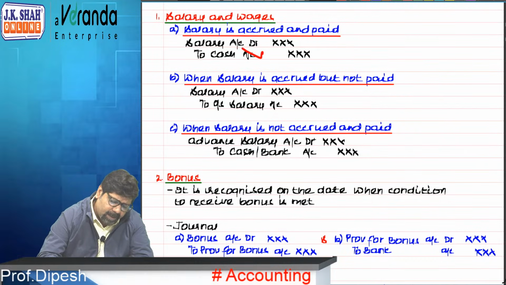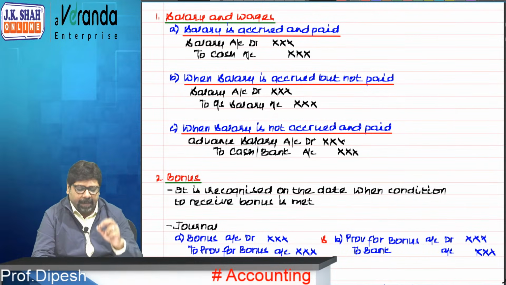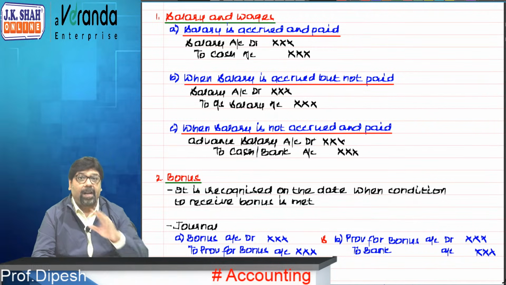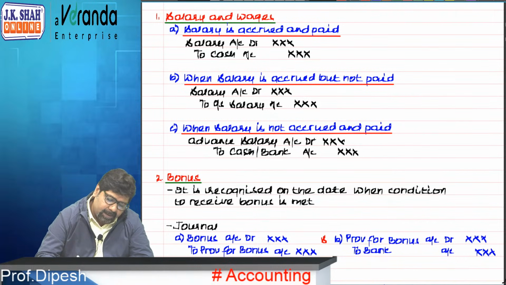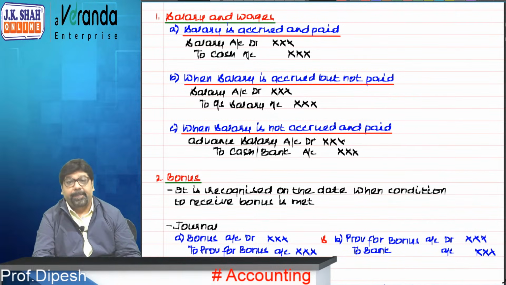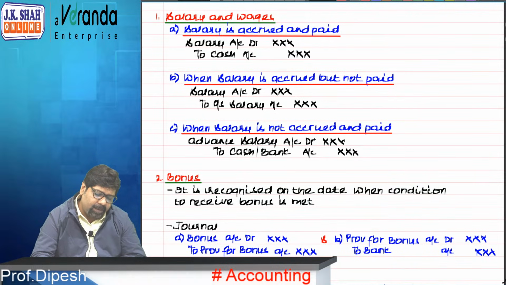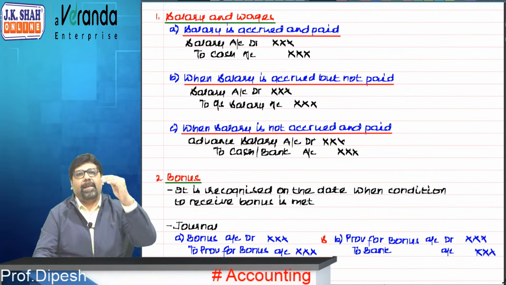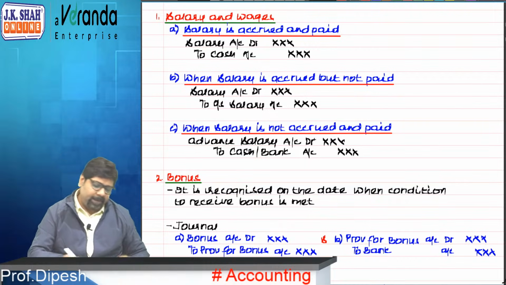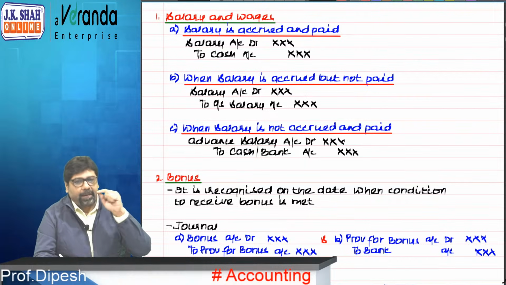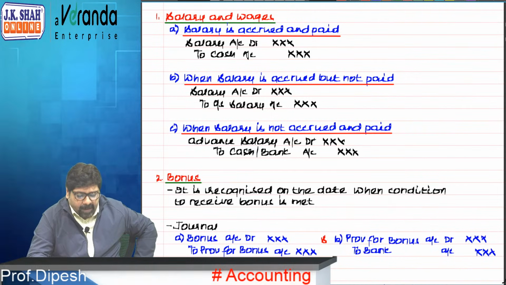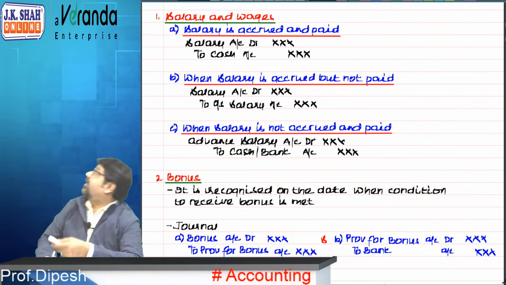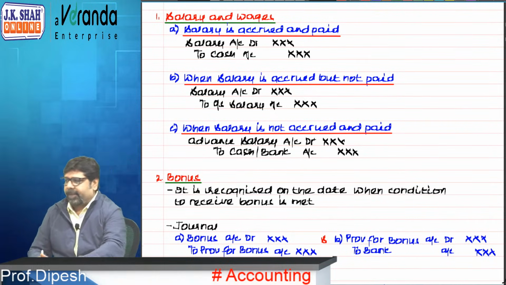Journal entry will become salary to cash. When salary is accrued but not paid, then the journal entry is salary to outstanding salary. First is salary of the current year is paid in the current year, then salary to cash. Salary of current year but not paid in the current year, then it is salary to outstanding salary. When salary is not accrued and paid, that means you have paid it in advance, correct?